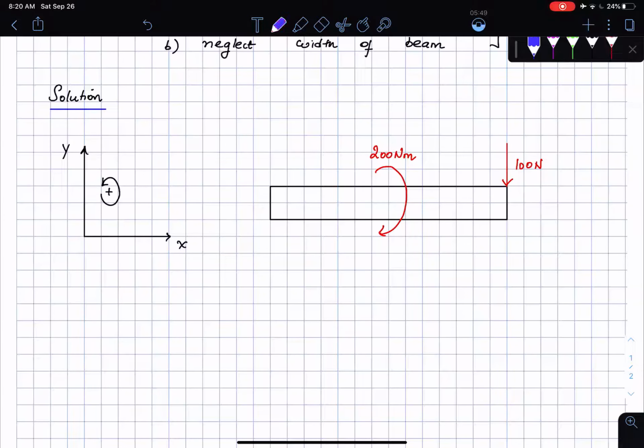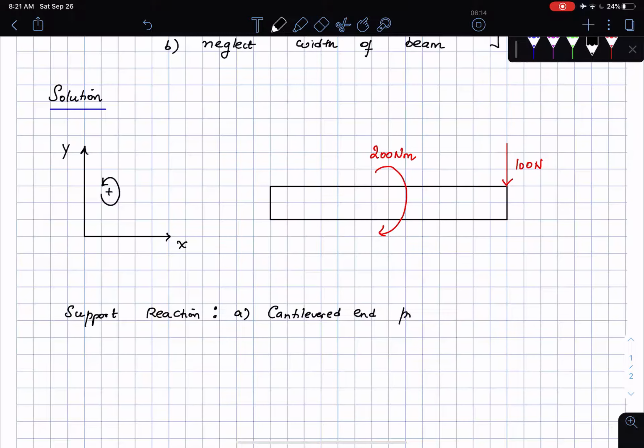Then I come to the idea of a support reaction. Look at this. The cantilevered end prevents translation in both the horizontal and vertical directions.